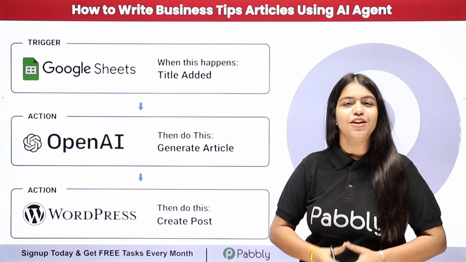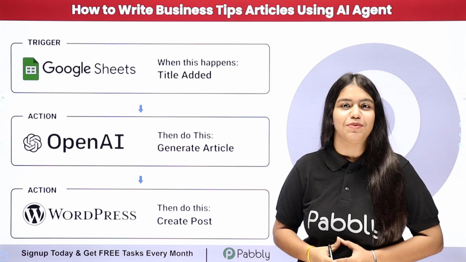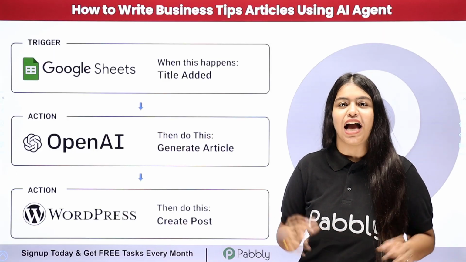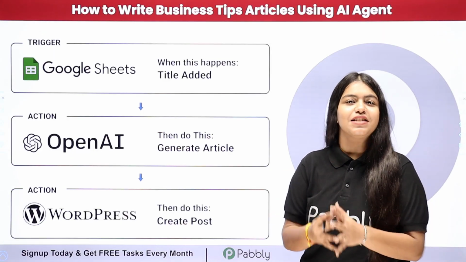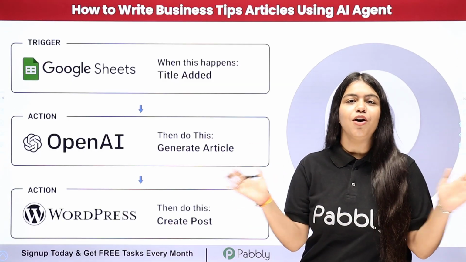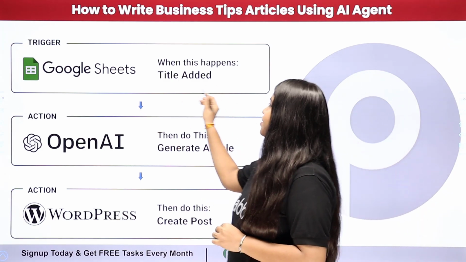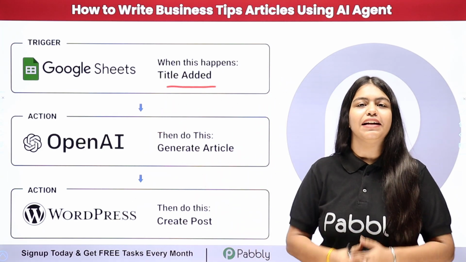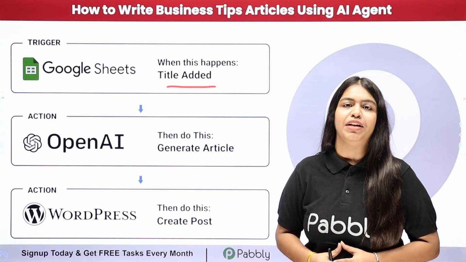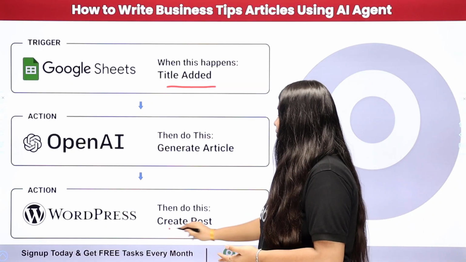So over here, like you, I also used to write the articles manually related to business tips. But this is such a time consuming and tedious task. So to save me some time, I've simply created this amazing automation where, as soon as I add the article details into my Google Sheets, automatically my AI agent is going to generate me the articles. And further, I'm just going to post that article on my WordPress account.